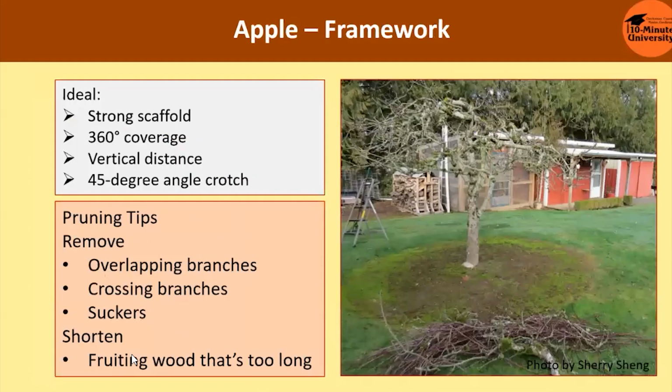Okay. After we dealt with the shoots, we look at the framework, walk around. Does it have good coverage? Are there branches overlapping or crossing? Are there any fruiting branches that are too low? And we check for suckers near the rootstock to see if anything had come up, and all of those need to be addressed.